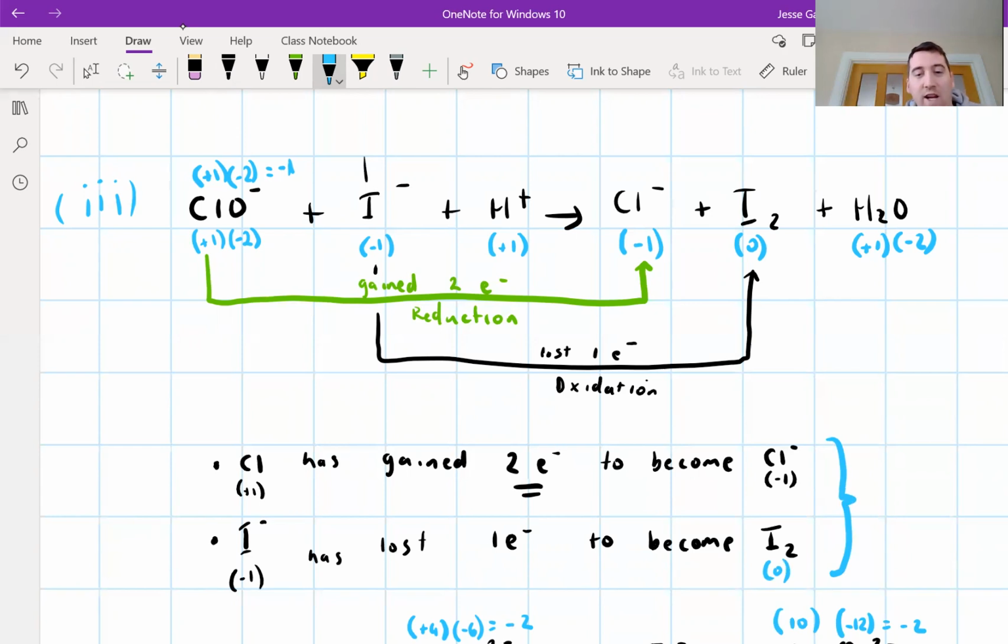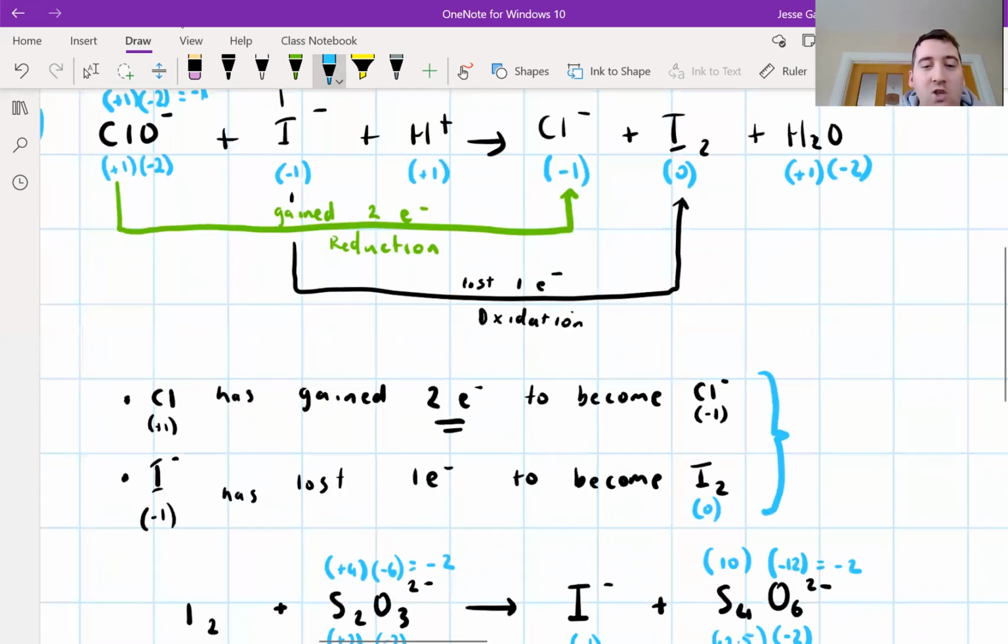So what is the ratio here to make sure the electrons are balanced? The ratio here is that we need 2 iodines, 2 I minuses, so that they can transfer electrons to 1 chlorine. So that's our ratio. 2 iodines, because we've got to make 2 electrons, so 2 of these for every 1 of these. Okay, so 2 I's for 1 Cl. That's the ratio of the electron transfer.